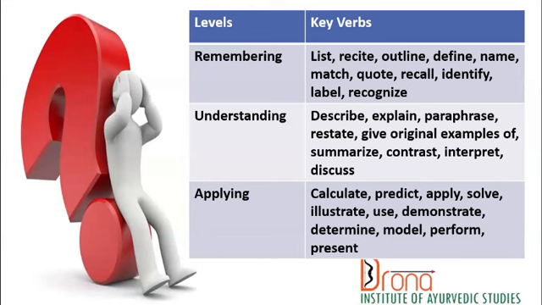So in remembering, the key verbs are list, recite, outline, define, match, quote, recall, identify, label, recognize. In the understanding level, the key verbs are describe, explain, paraphrase, restate, give original examples of, summarize, contrast, interpret, discuss. And in applying, the key verbs are calculate, predict, apply, solve, illustrate, use, demonstrate, determine, model, perform, present.